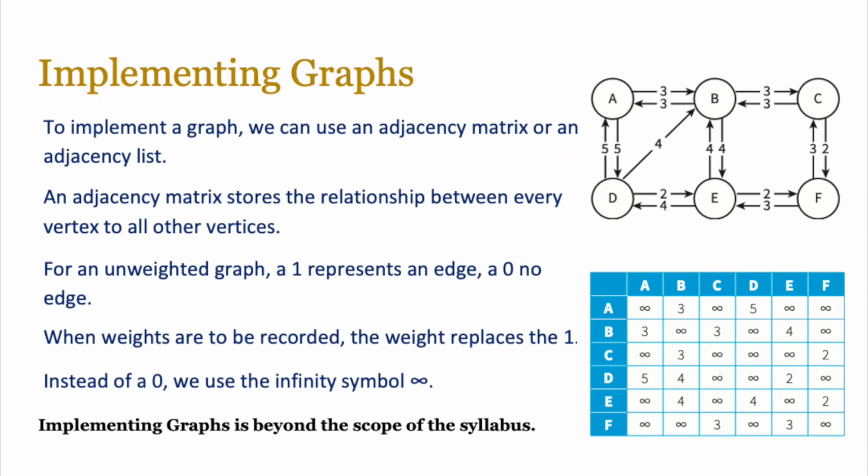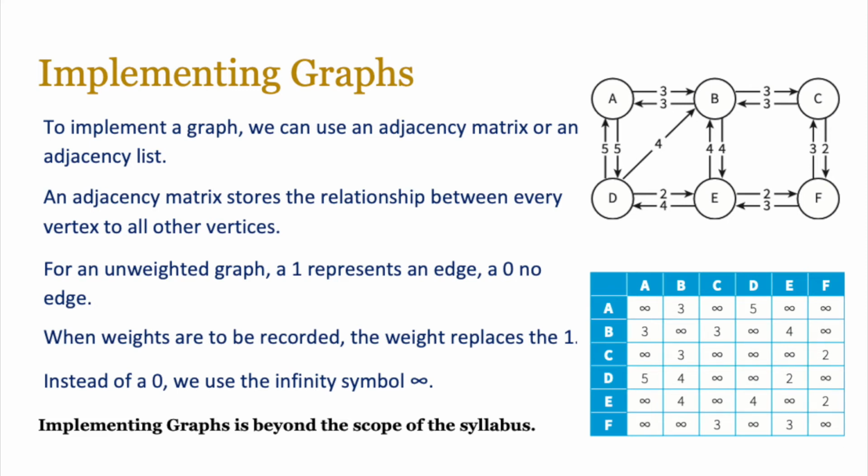So how do you implement a graph? Well, we can implement a graph using something called an adjacency matrix, which is your two-dimensional array, or an adjacency list. An adjacency matrix stores the relationship between every vertex or node to all the other vertices. For an unweighted graph, a 1 represents an edge, a 0 represents no edge. When weights are to be recorded, the weight replaces these 1s. Now, instead of a 0, we often end up using an infinity symbol for a weighted graph.